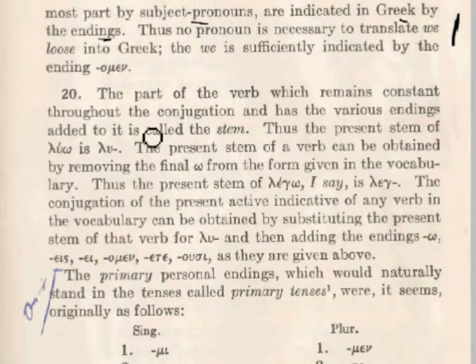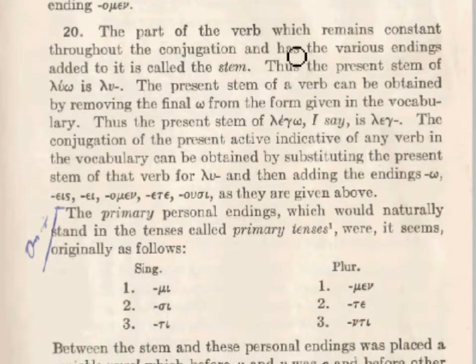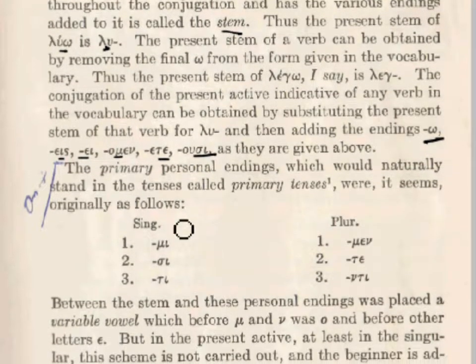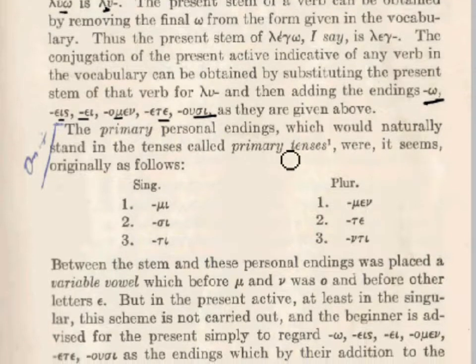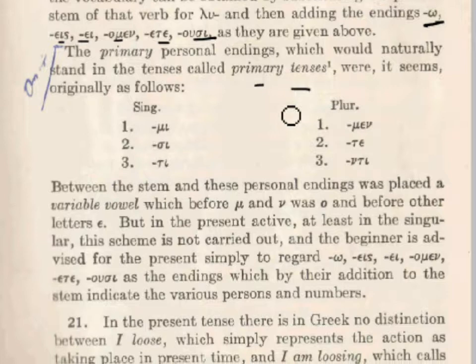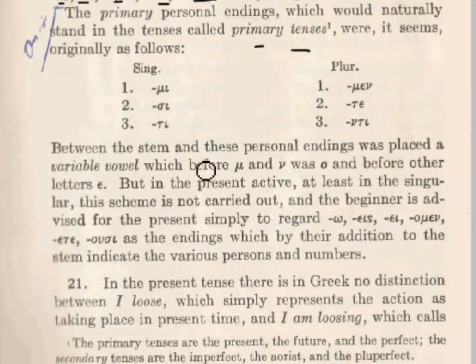Machen explains here in paragraph 20 that the part of the verb that remains constant is called the stem. The present stem, for example, of luo is the word lu. And then to that stem, you're going to add the various endings, which we've noticed here, the endings o, eis, ei, omen, ete, ousi. You may be interested in noting here that these are the primary personal endings, and he indicates that they belong to the primary tenses. We're going to say a little bit more about those as we go along.